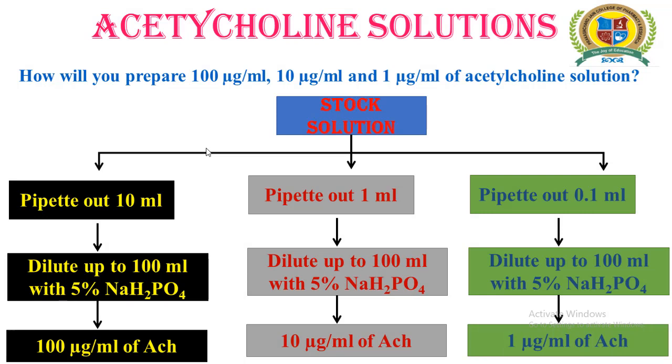Now friends, we came to know how exactly 100 microgram per ml, 10 microgram per ml and 1 microgram per ml of acetylcholine should be prepared. And every time we have used the 100 ml volumetric flask, meaning every time we diluted the given volume up to 100 ml of 5% of NaH2PO4. But now there will be a question in one's mind: how exactly should we select this volume, and how much volume of the acetylcholine should be pipetted out from the stock solution, and to how much amount it should get diluted?